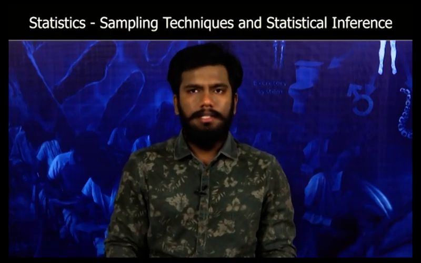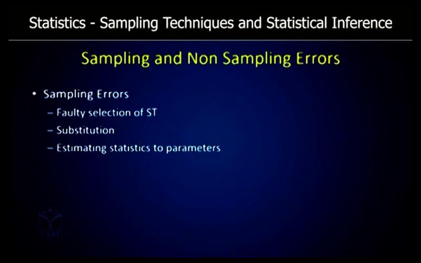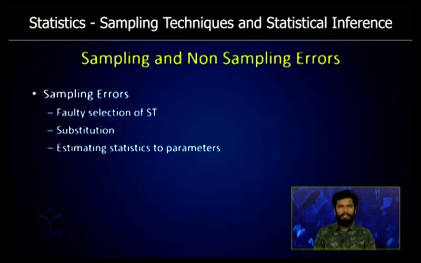See here, sampling errors and non-sampling errors. So what are these sampling and non-sampling errors? See here, there will be many errors occurring while collecting the data, processing the data and analyzing the data. So all these errors are classified into two types, that is sampling errors and the non-sampling errors. So the sampling errors చూద్దాం first.